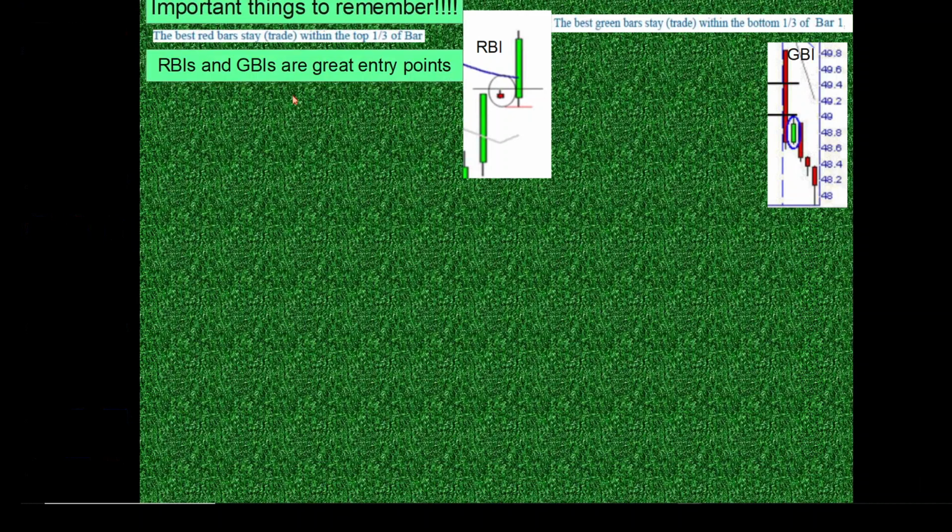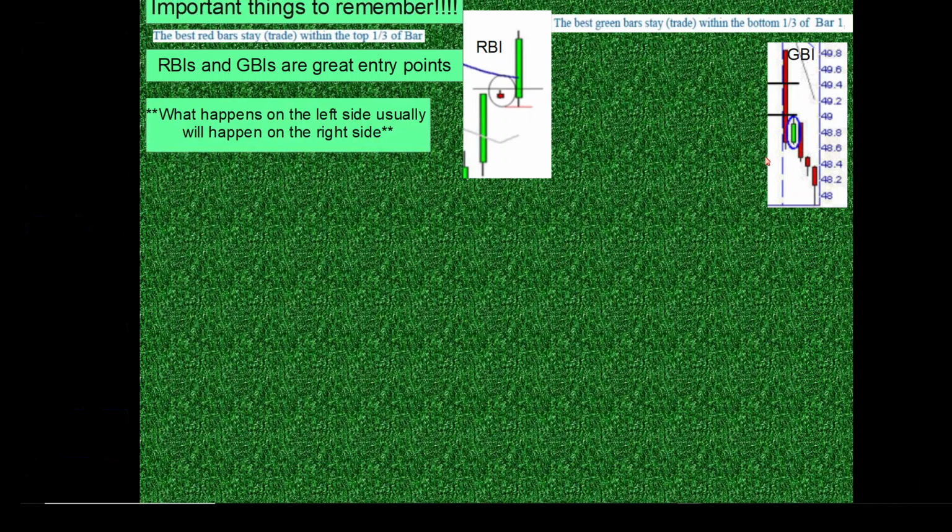Ribbies and gibbies are great entry points, right? On this ribby, you would put your stop here where this red line is. You enter here where this other line is. Enter there and you let it go. This is a nice, profitable area for you right here. Similar with the gibby, right? You put your stop here where that line is and you enter right down here and let it drop down. The profits going down.